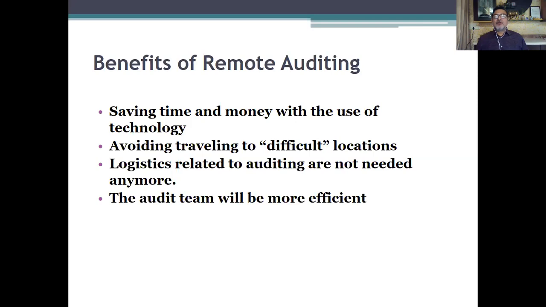Avoiding traveling to difficult locations. Some locations to audit can be difficult to access for many reasons. Maybe they are just in an isolated area, or strict permits are needed to get in.